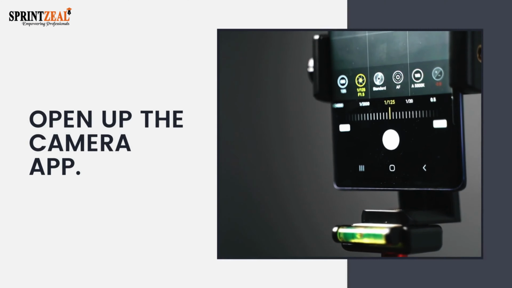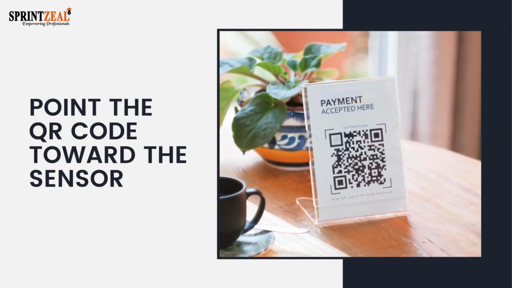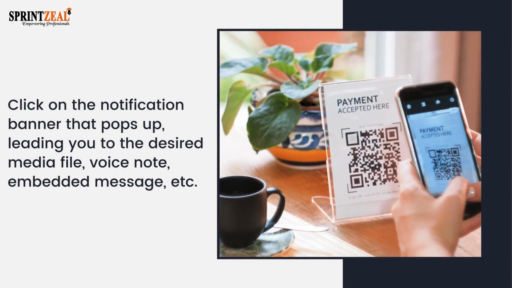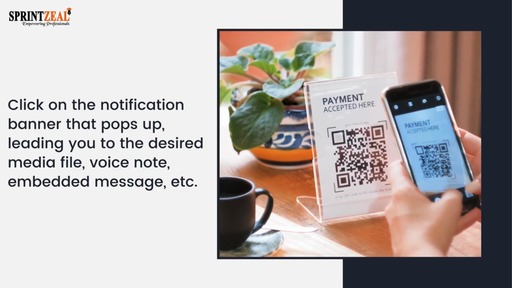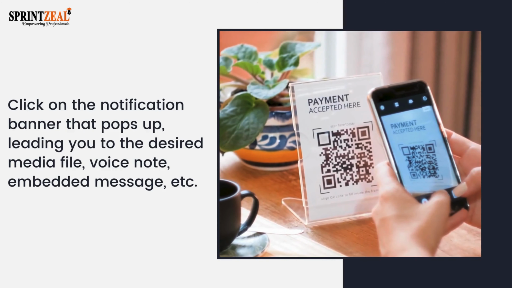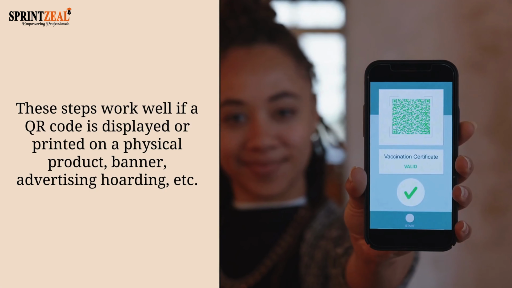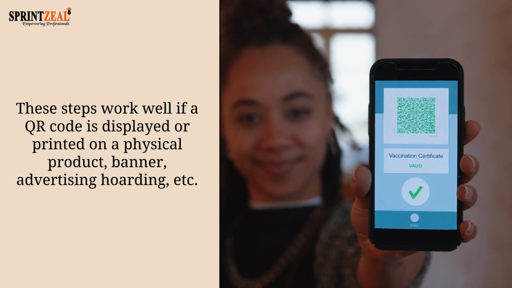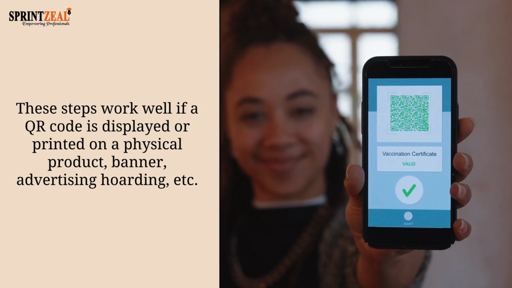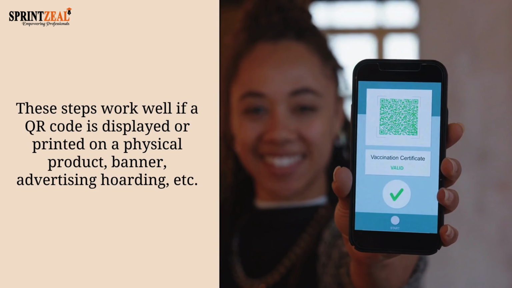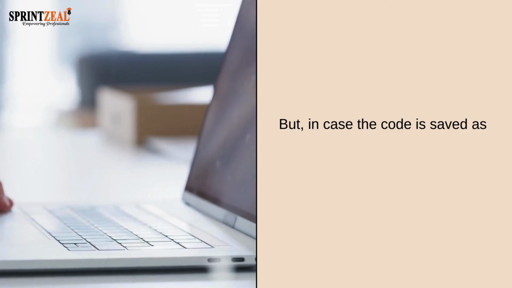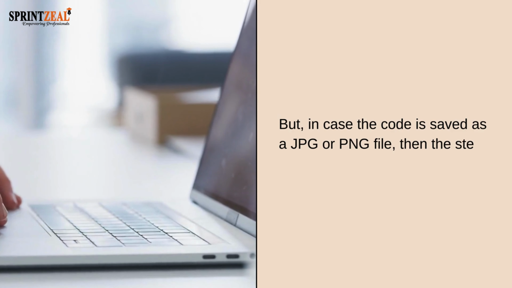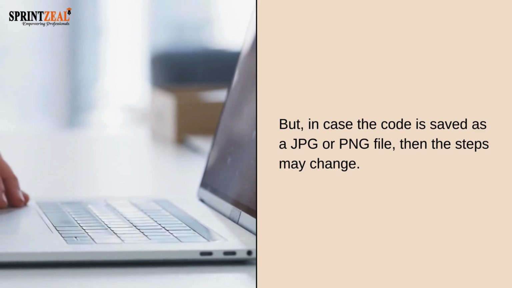Open up the camera app. Point the QR code toward the sensor. Click on the notification banner that pops up, leading you to the desired media file, voice note, embedded message, etc. These steps work well if a QR code is displayed or printed on a physical product, banner, advertising hoarding, etc. But, in case the code is saved as a JPG or PNG file, then the steps may change.